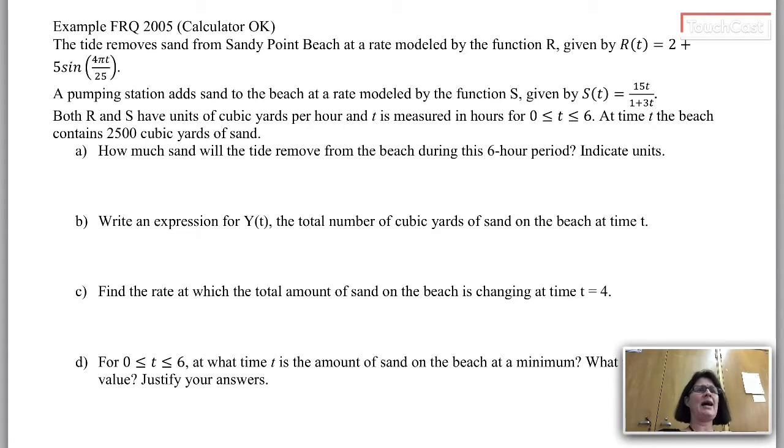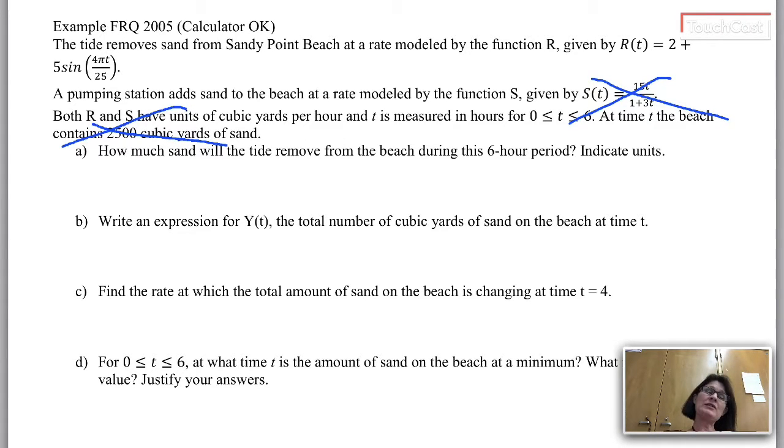How much sand will the tide remove from the beach during the 6-hour period from time t equals 0 to t equals 6? So if you look at that, they're asking about how much sand the tide takes away. It has nothing to do with how much sand gets pumped in. So make sure you don't let letter S influence your answer. It doesn't ask anything about how much sand is on the beach. So however much sand was there when you started doesn't have anything to do with the answer. This is just about how much sand the tide takes away.